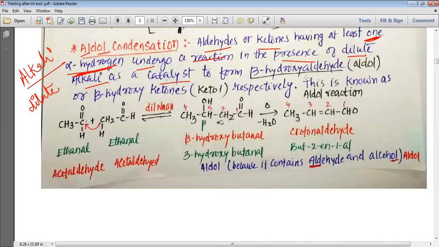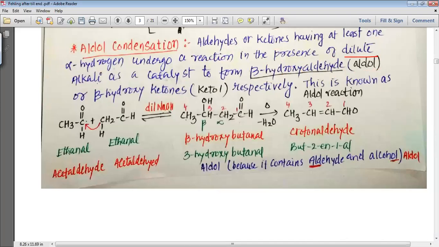to form beta hydroxyaldehyde. See, a hydroxy group is present, an aldehyde group is present, and that is why it is known as aldol, or beta hydroxyketone, which is also known as ketol, respectively. This is known as the aldol reactions. Such reactions in which the aldehyde or ketone, if they possess at least one alpha hydrogen, undergo a reaction and produce a compound that has both a hydroxyl group and an aldehyde group present. Such a reaction is known as the aldol reaction. Remember, the reaction is done in the presence of the dilute alkali.